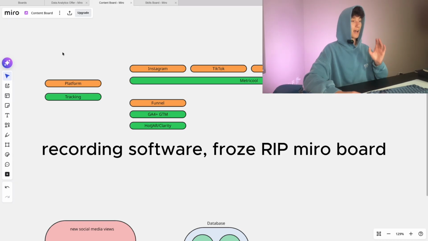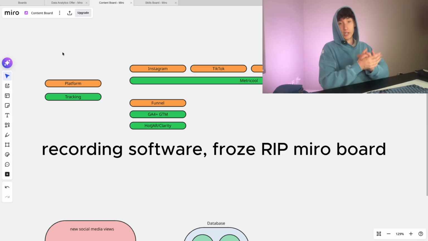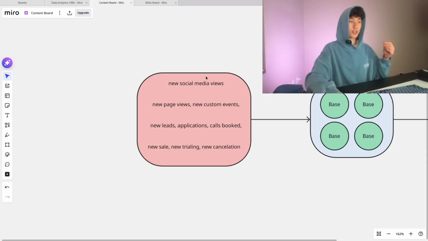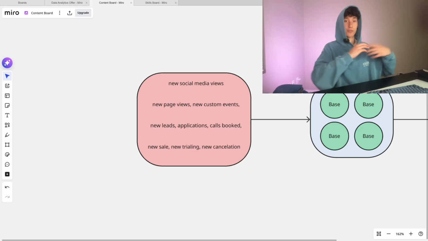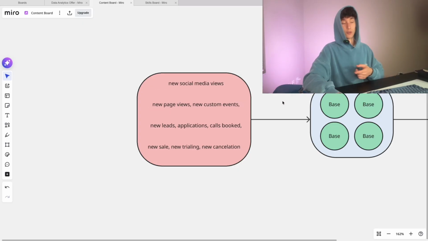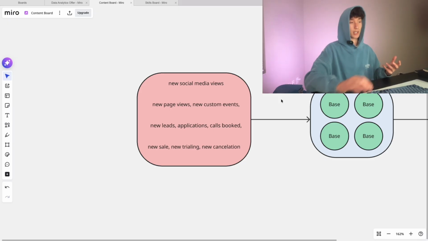So once you have all of these set up, this is where we get into what is your tracking and where you're going to be putting all that data. Now we're going to get into what it is that we actually need to track. So this would be new social media views through Metricool, impressions, likes, all the views that you're getting across all of your social media platforms. And then next will be new page views and new custom events. This will be through Google Analytics and GTM, Google Tag Manager. And that'll just be whatever's happening on the website.